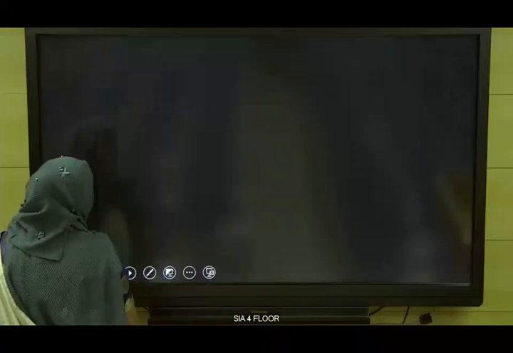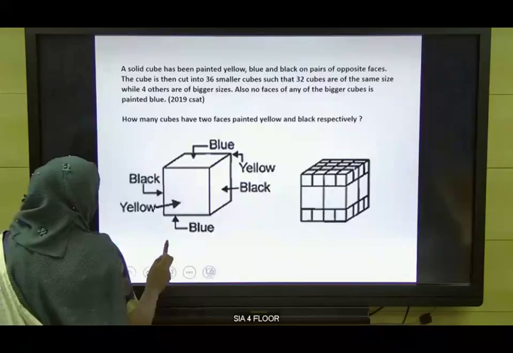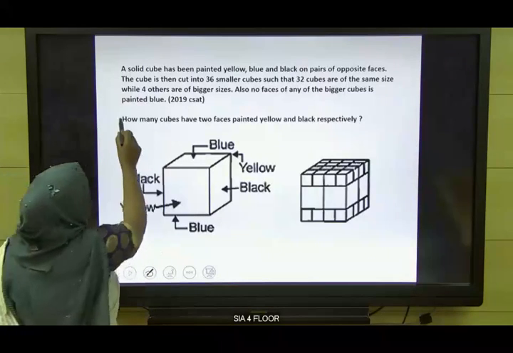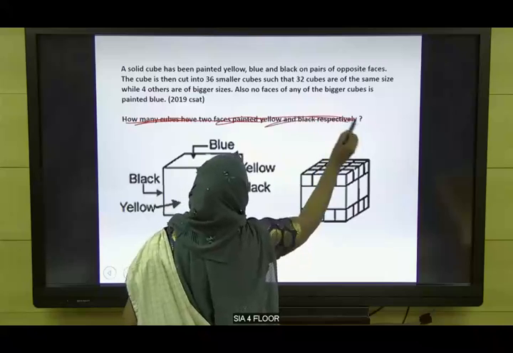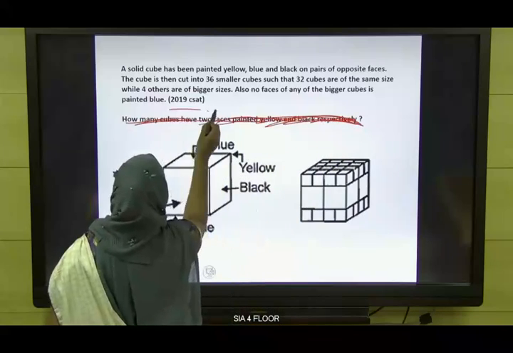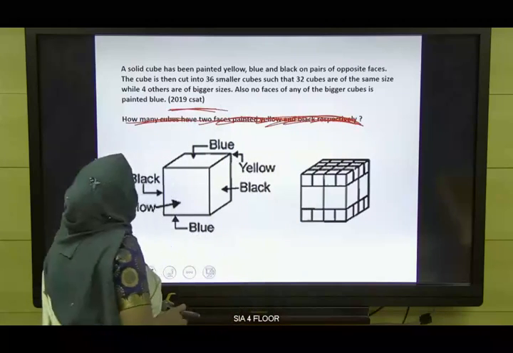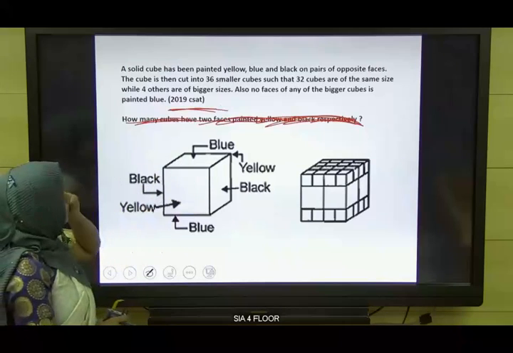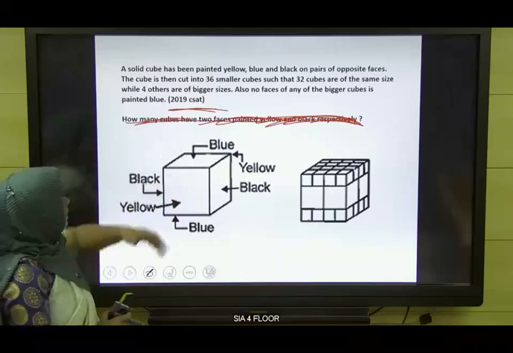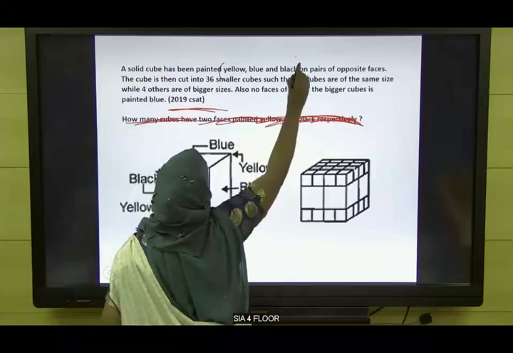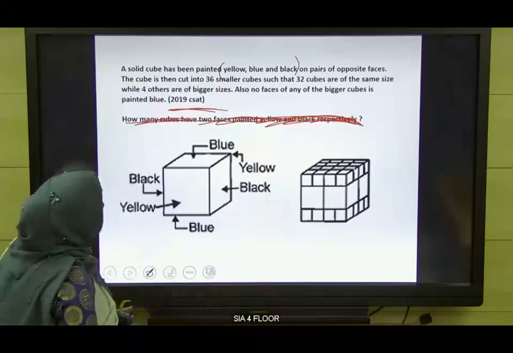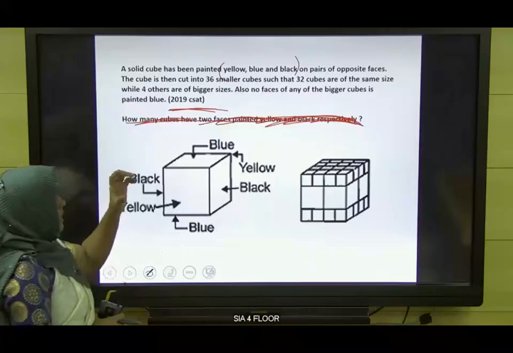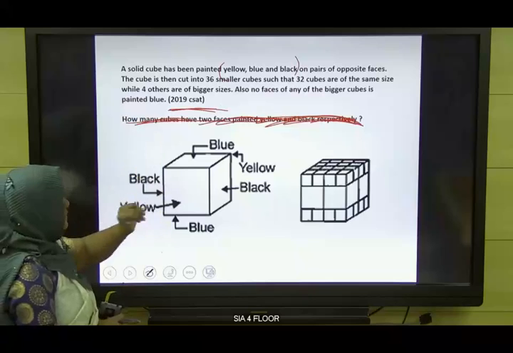Okay, take this one. This is the question which you are finding in your handout, which was asked in 2019. There is a solid cube. This solid cube is painted in 3 different colors: yellow, blue, black, on the opposite pairs, which means the opposite sides should have the same color.